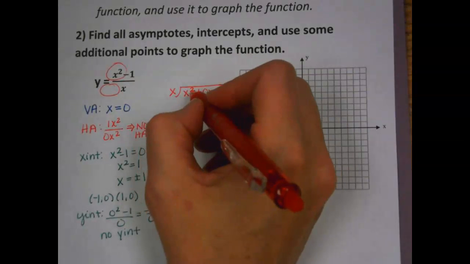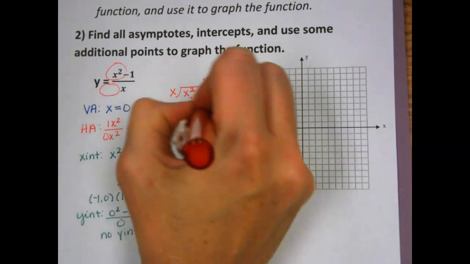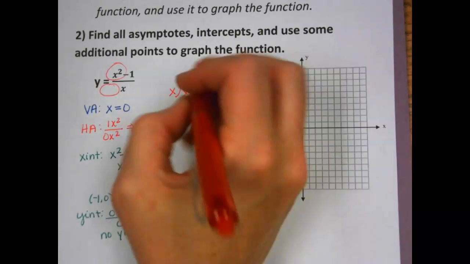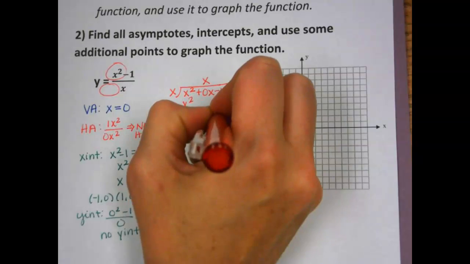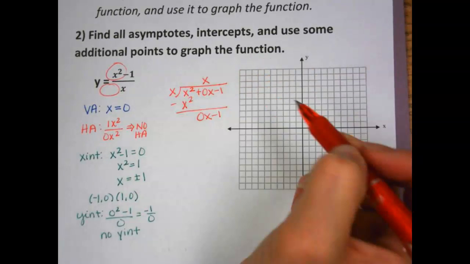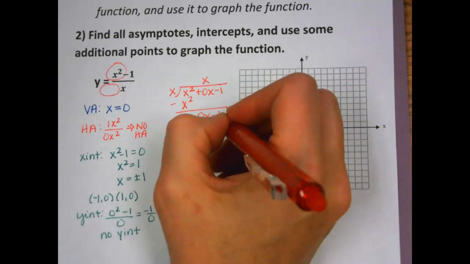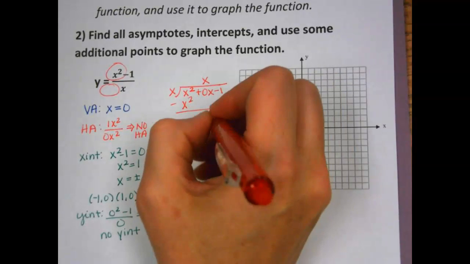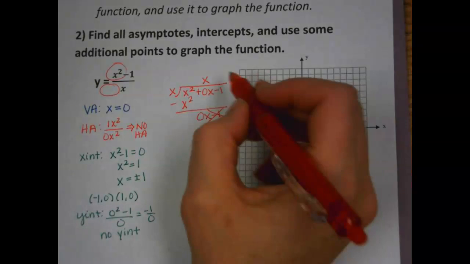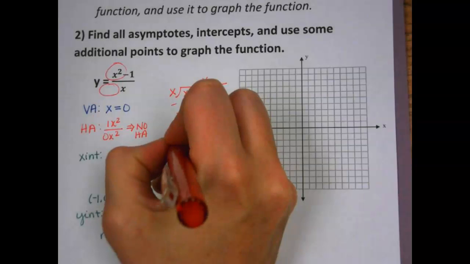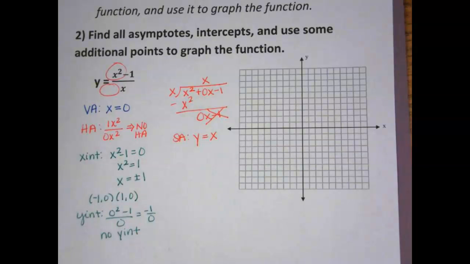So x into x squared gives me x. I'm going to multiply x squared, and I'm going to subtract. That gives me 0, so I bring down the 0x minus 1. And I'm already done dividing because x can't go into 0x. So my remainder is -1, but remember we don't care about the remainder when we are doing slant asymptote. All we care about is this value on top. And so we would say the slant asymptote is y equals x.